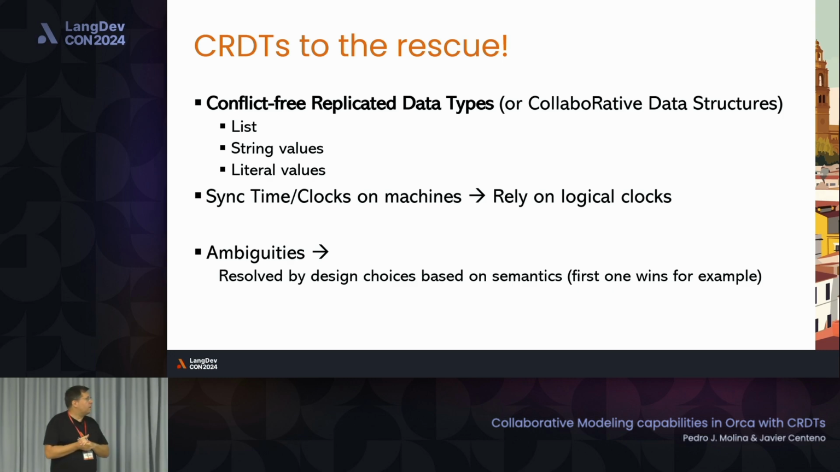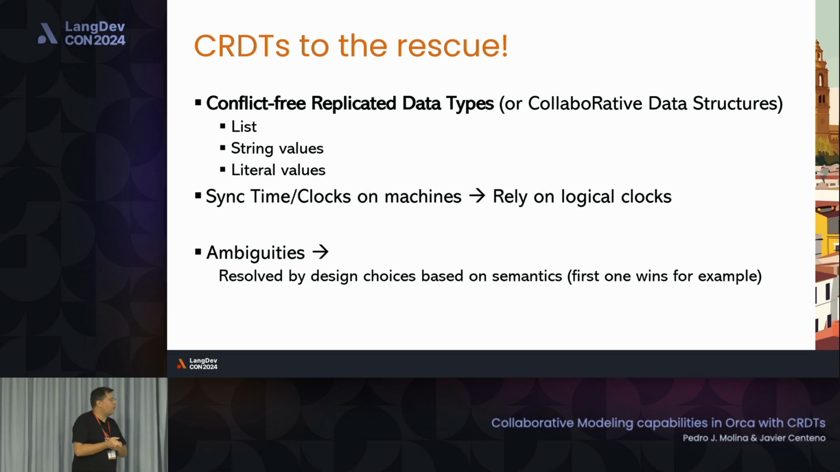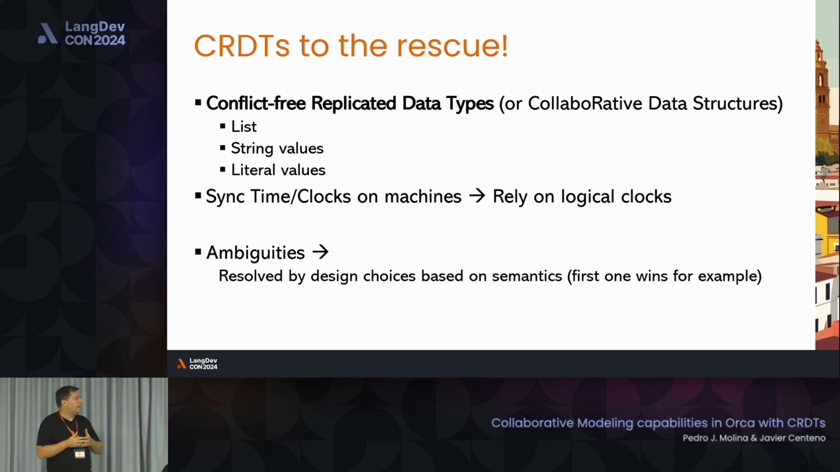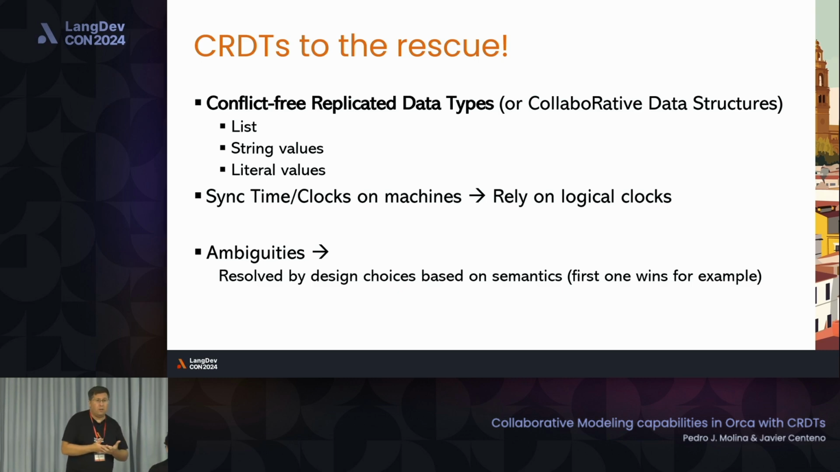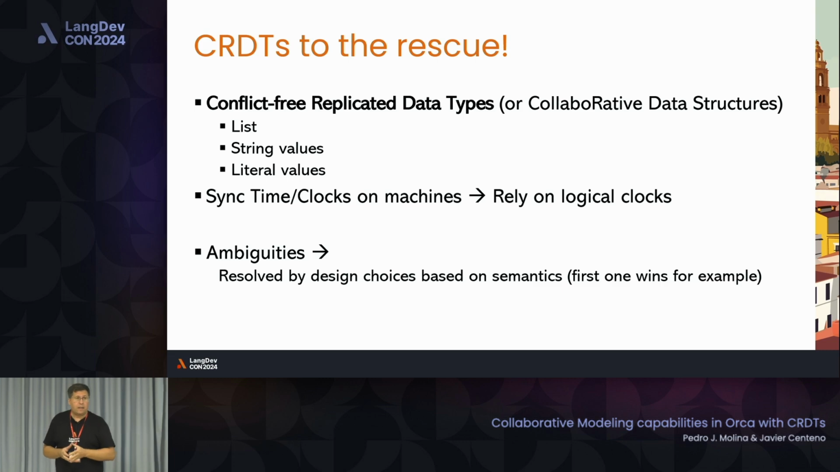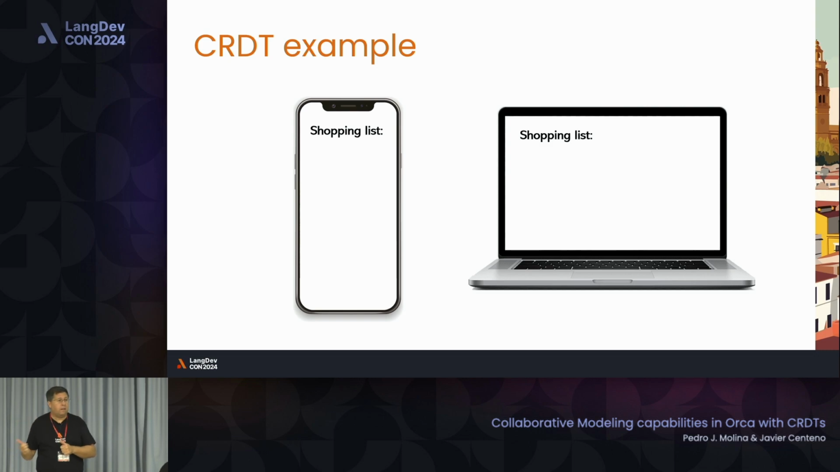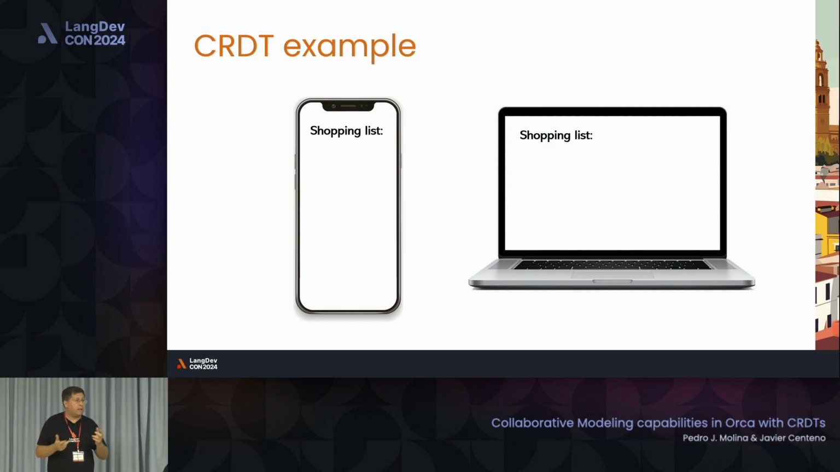We will need to, as commented before, rely on logical clocks, and moreover, there will be cases where there will be ambiguities. So we will need to provide design choices on top of that, mainly based on the semantics of the DSL you are building. For example, you can choose for one scenario that the first change wins, or the last change wins.